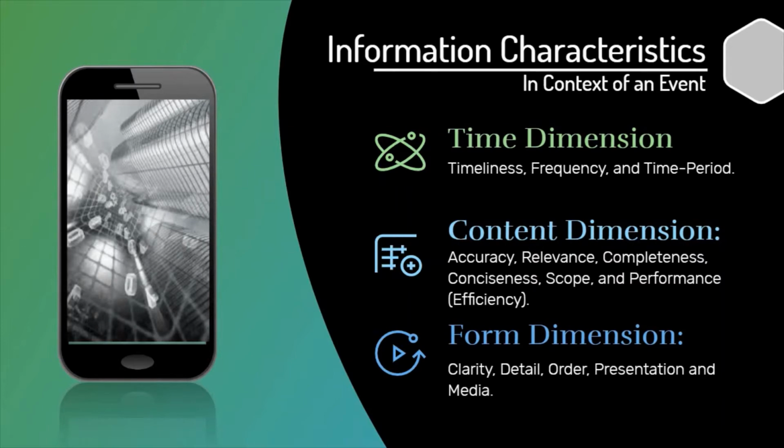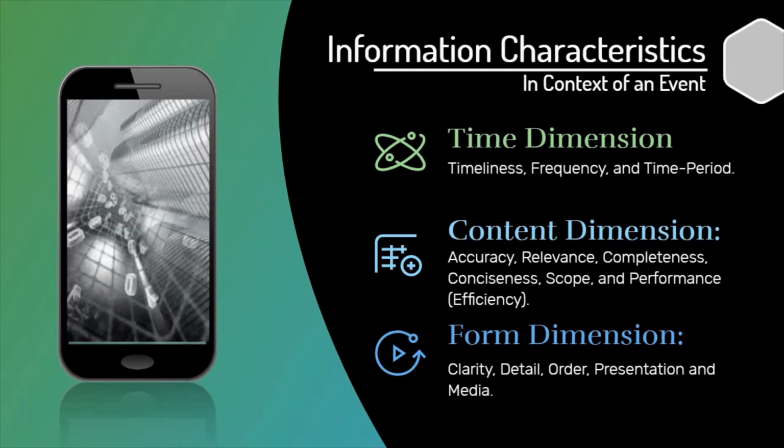The characteristics such as timeliness, frequency, and time period come under time dimension. Information characteristics such as accuracy, relevance, completeness, conciseness, scope, and performance, which are measures of information efficiency, fall under content dimension, whereas form dimension includes characteristics like clarity, detail, order, presentation, and media.